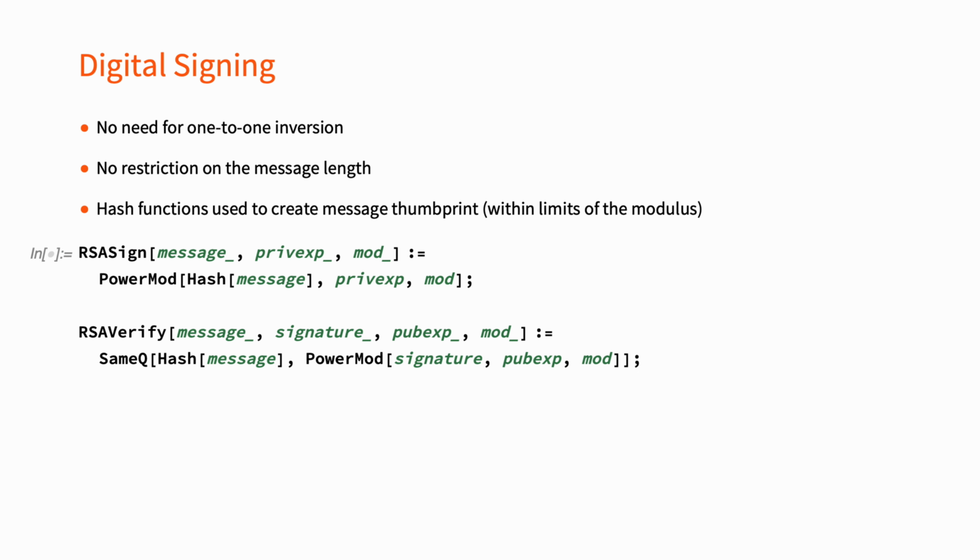In digital signature generation, there is no need for one-to-one inversion, so there is no restriction on the message length. Instead, hash functions are used to create a short thumbprint of the message within the limits of the modulus.